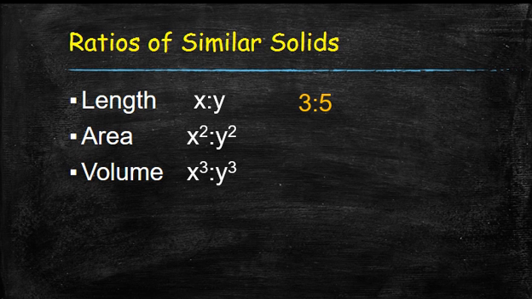Let's look at an example. If we have a length ratio of 3 to 5, for our area ratio, we square those numbers, so it becomes 9 to 25. Then cube it, 27 to 125.